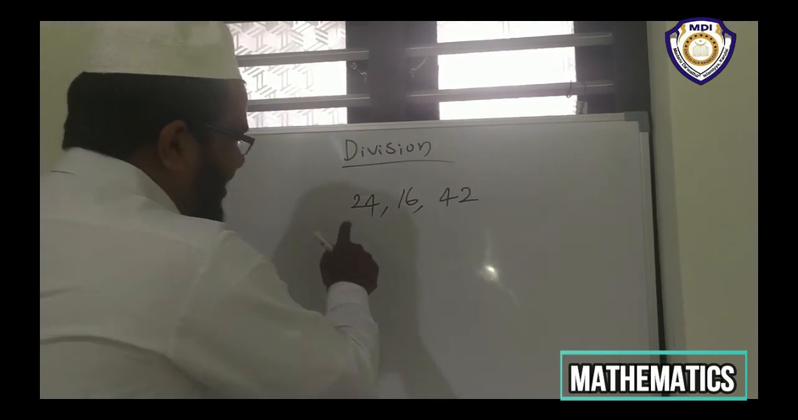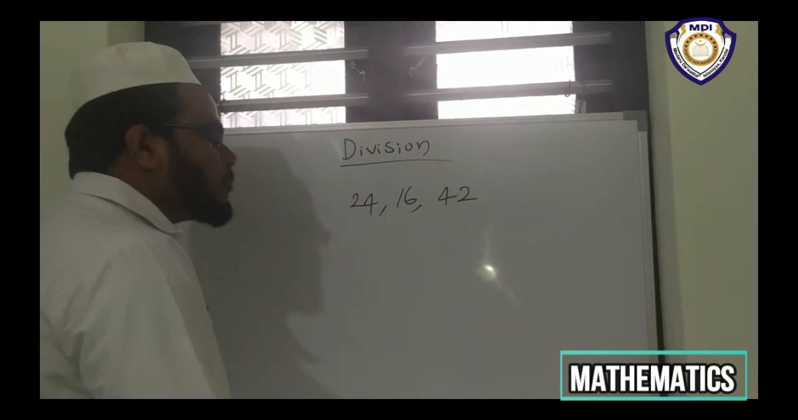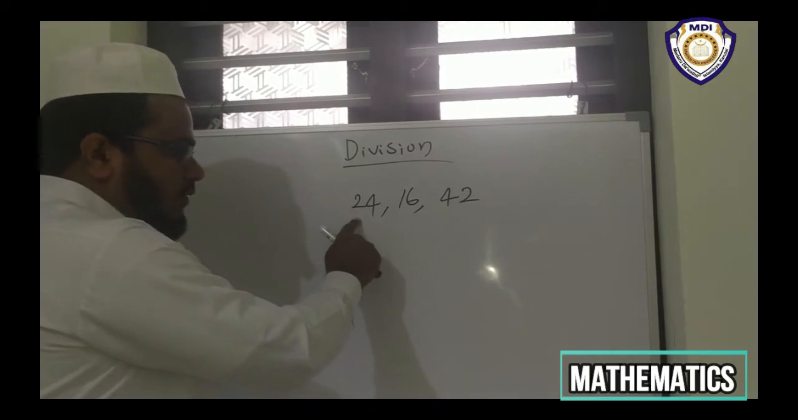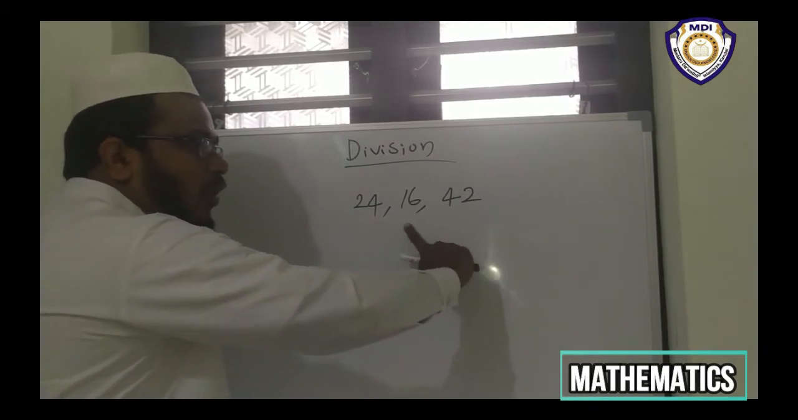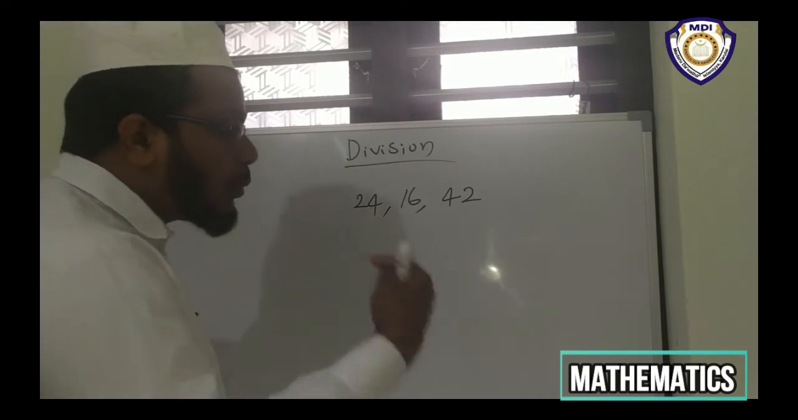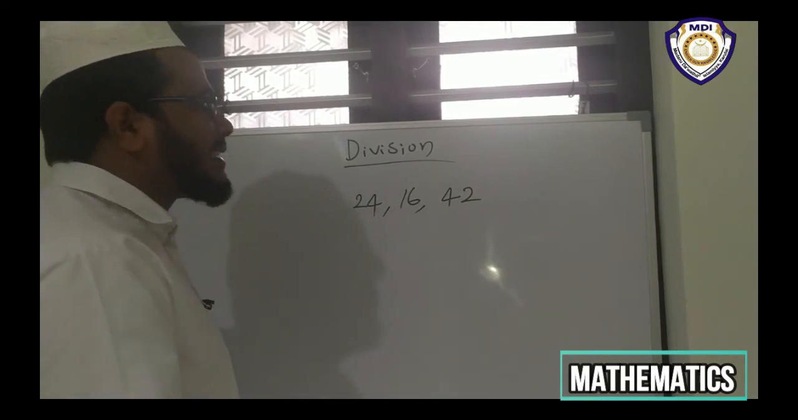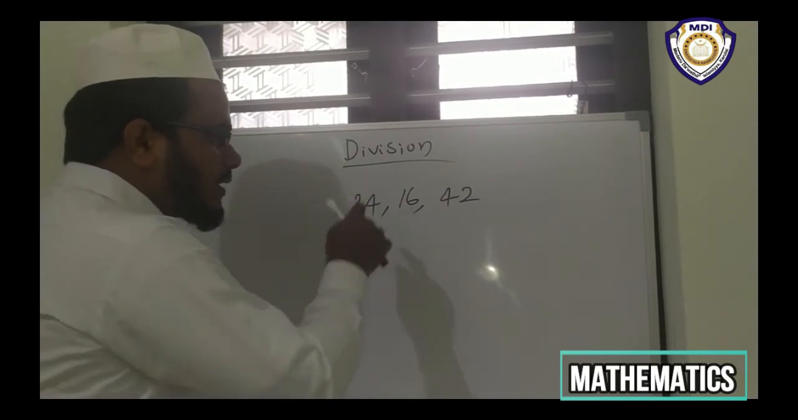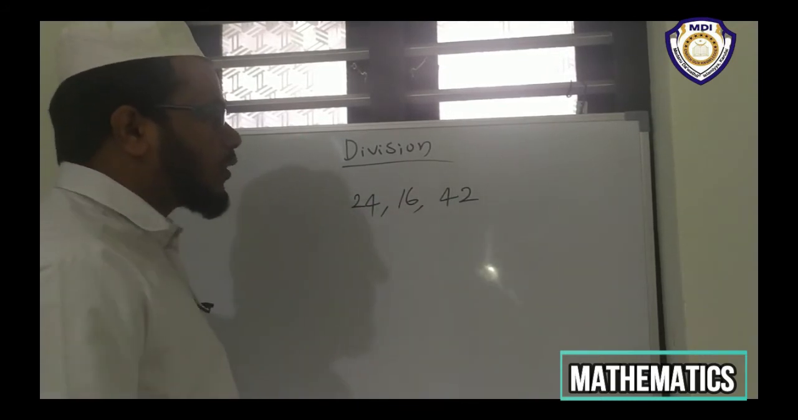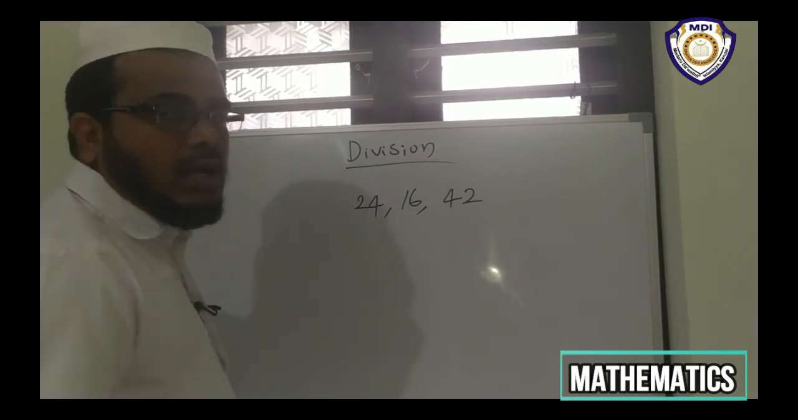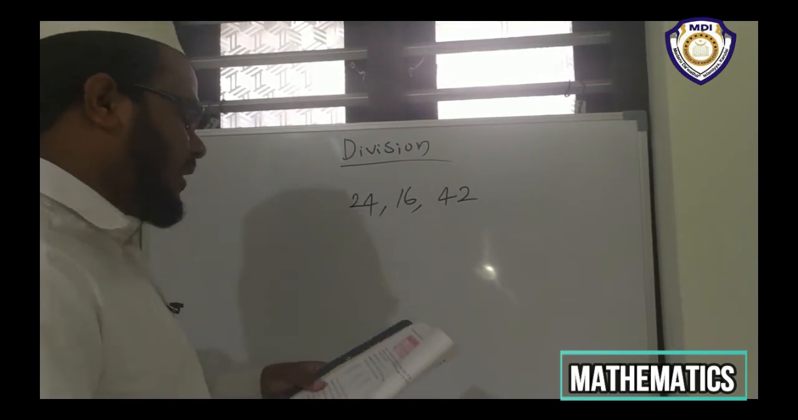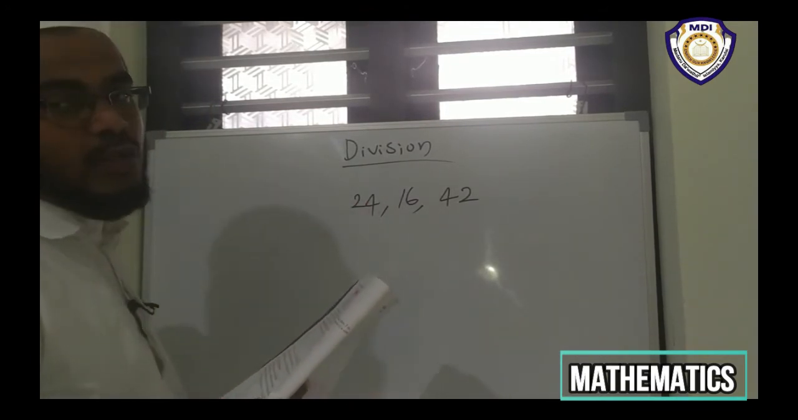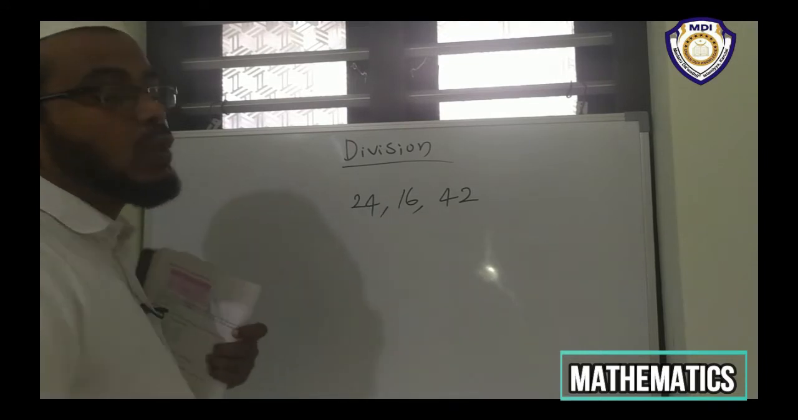If you are asked to find out the HCF by the division method, the HCF of 3 numbers or more, you can select whichever numbers. You can select 24 and 16, or 16 and 42, or 42 and 24, whatever may be. Here our textbook selected the first two numbers, 24 and 16.